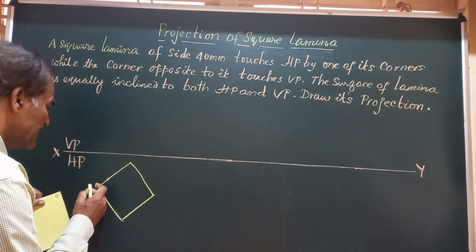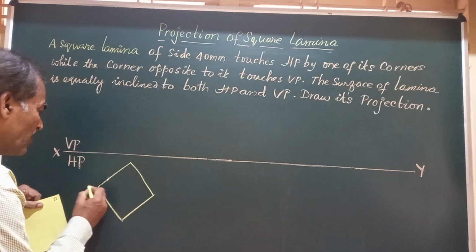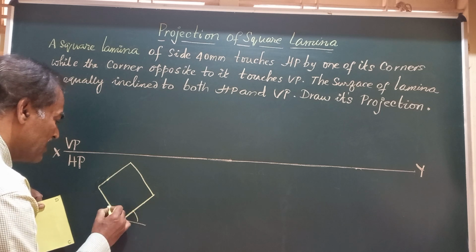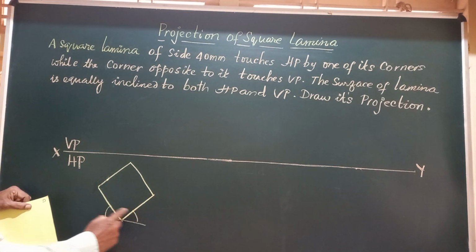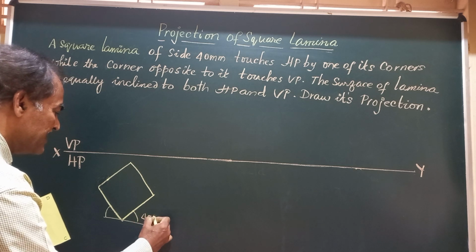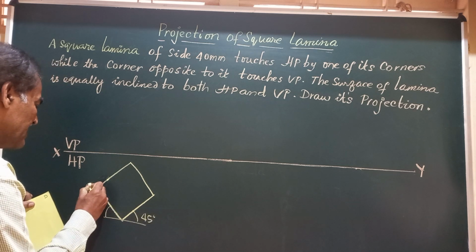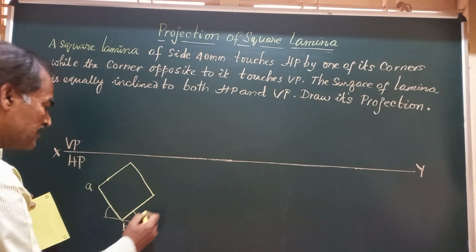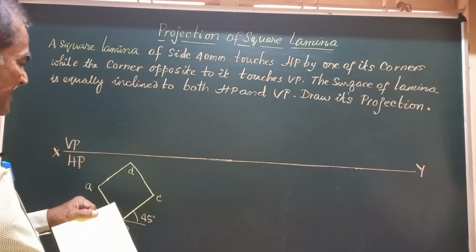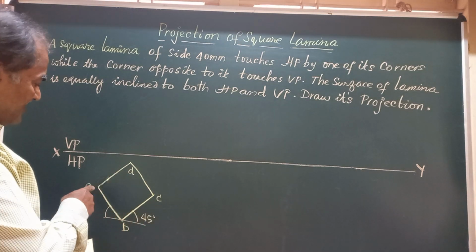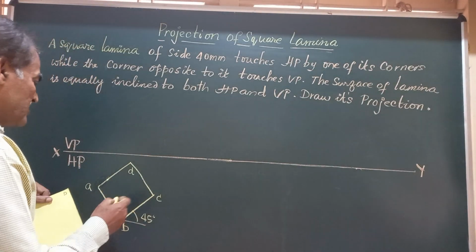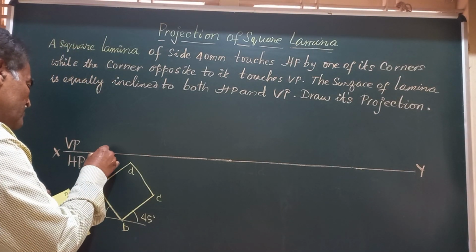This is the lamina we have got in which all the sides of the lamina are equally inclined, meaning 45 degrees, 45 degrees, etc. This we can call A, B, C and D. Friends, I am placing the lamina on HP such that the corner A is to the left side of the observer. Friends, obtain the corresponding front view.